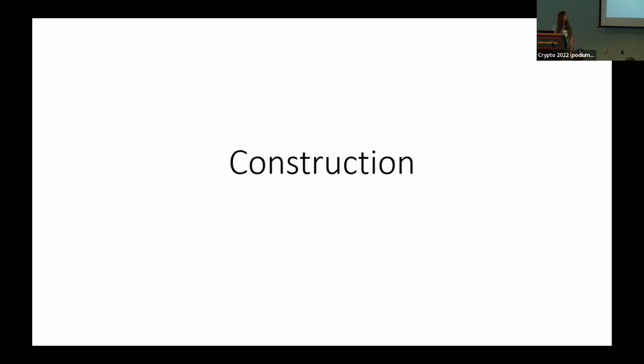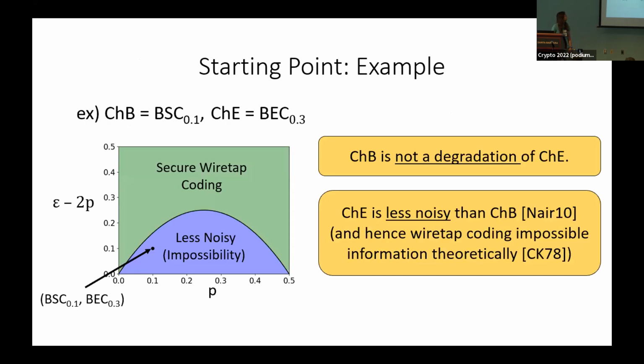Okay, so how do we construct this? Let us return to the example we had before, which was this little point in the blue section. Recall, Bob's channel is a BSC with flip probability 10%. Eve's channel is a binary erasure channel with erasure probability 30%. Here, Bob's channel is not a degradation of Eve's channel, so our simple impossibility does not hold. But Eve's channel is less noisy than Bob's channel, so it's information theoretically impossible to construct such an encoding.